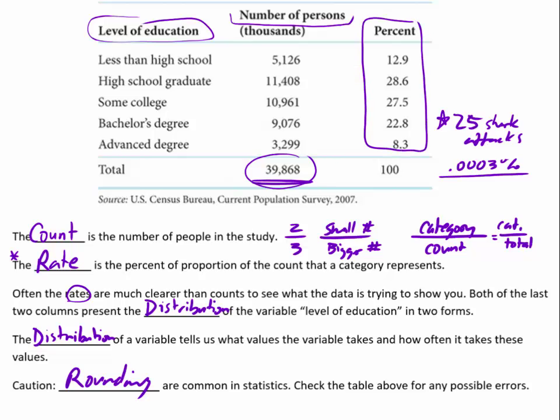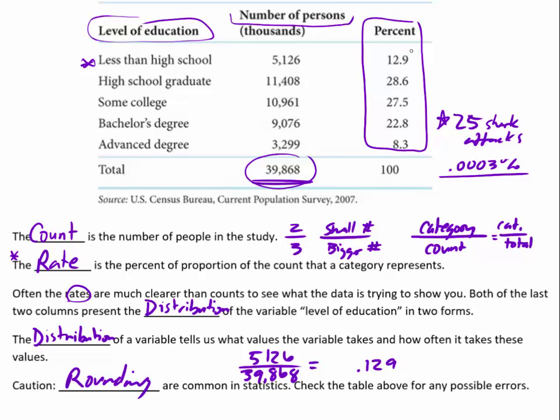So what you're going to have to be doing is you're going to take the category, so like for less than high school level of education, that would be 5,126, and you're dividing it by the count, the total, the 39,868. Now you're going to get a small decimal. You take that times 100 to get the percent. So hopefully if you're doing this on your calculator, at first you'll get 0.129, because if you multiply that by 100, all that does is move it 2 decimal places to the right. Okay, so this is 12.9%.